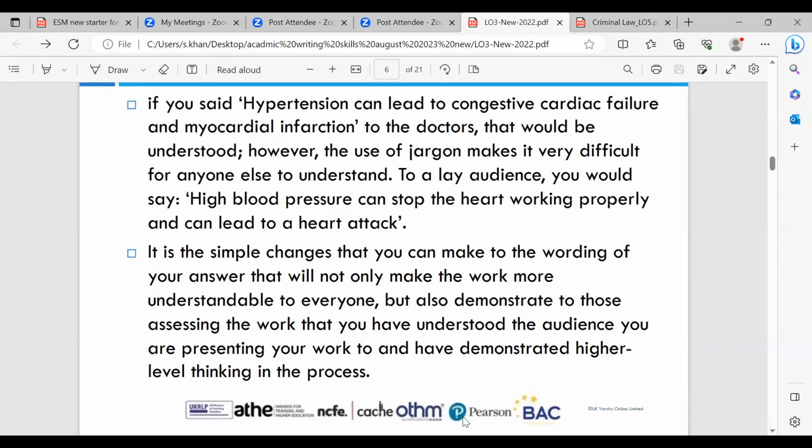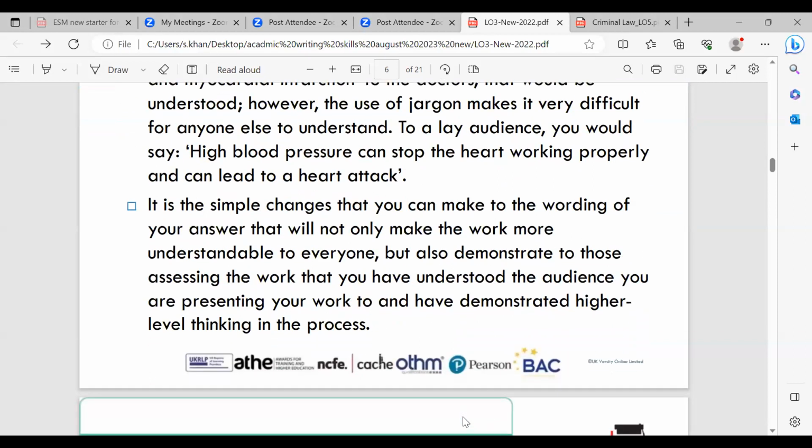It is the simple changes that you make to the wording of your answer that will not only make the work more understandable to everyone, but also demonstrate to those assessing the work that you have understood the audience you are presenting your work to and have demonstrated higher level thinking in the process.